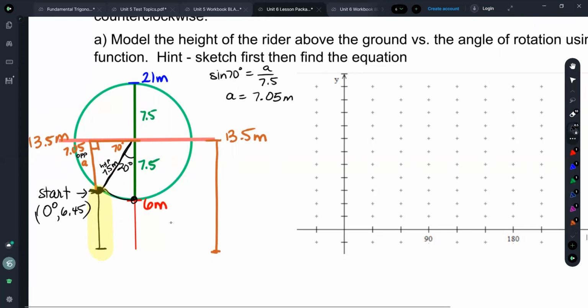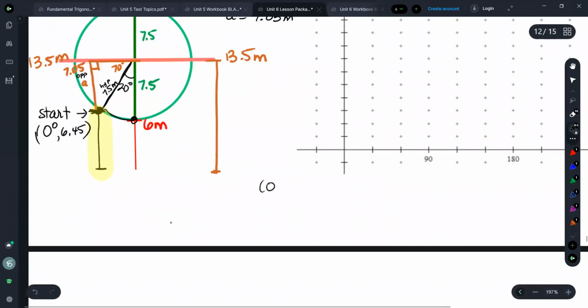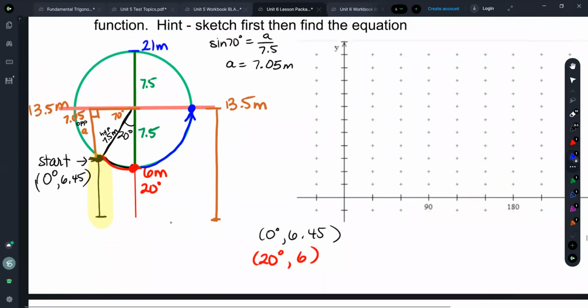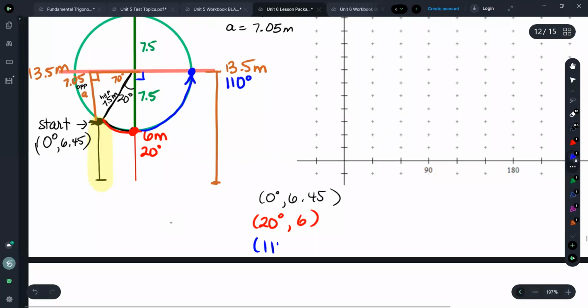Okay, so our starting height is at 0, we're at 6.45. How far do we rotate to get here? Okay, to get to here, 20 degrees at a height of 6 meters. The rest should be pretty easy. How far have we now rotated to go up to this point here? Yes, just add 90 on, because this is 90 degrees. So now we're at 110 at a height of 13.5.